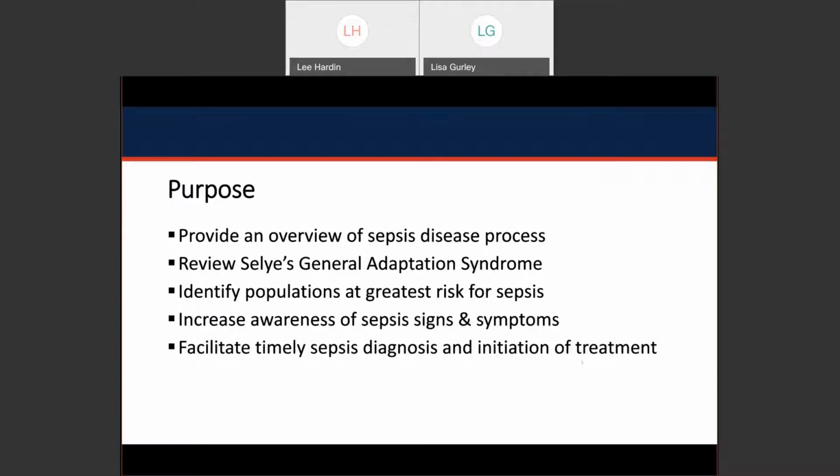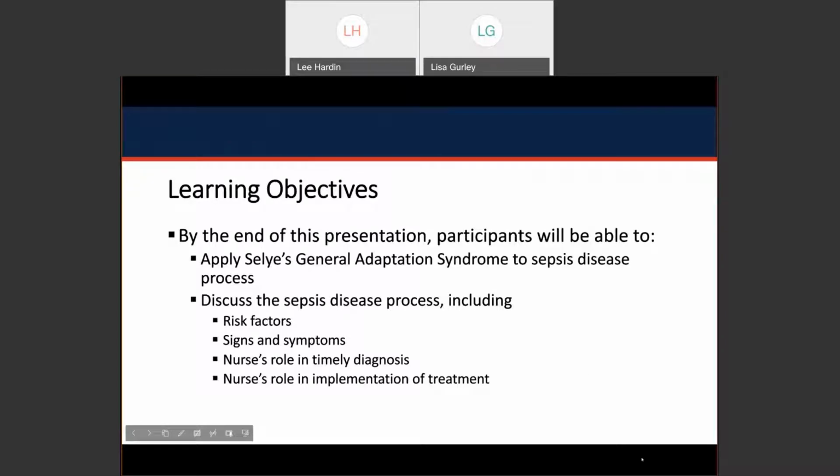The purpose of this presentation is to provide an overview of sepsis disease process, review Selye's general adaptation syndrome, identify populations at greatest risk for sepsis, increase awareness of sepsis signs and symptoms, and facilitate timely sepsis diagnosis and initiation of treatment. By the end of this presentation, participants will be able to apply Selye's general adaptation syndrome to sepsis disease process and discuss the sepsis disease process, including risk factors, signs and symptoms, nurses' role in timely diagnosis, and nurses' role in implementation of treatment.